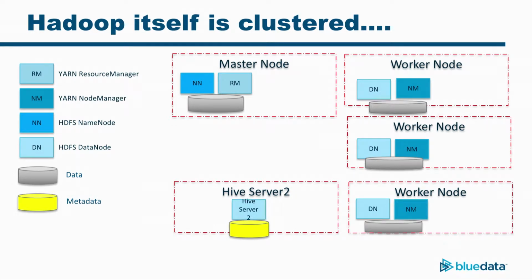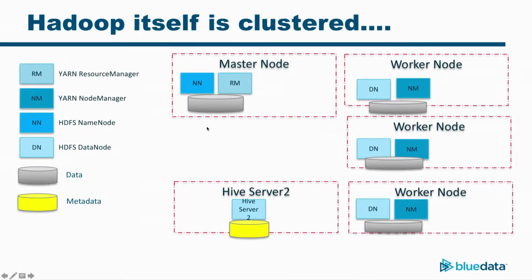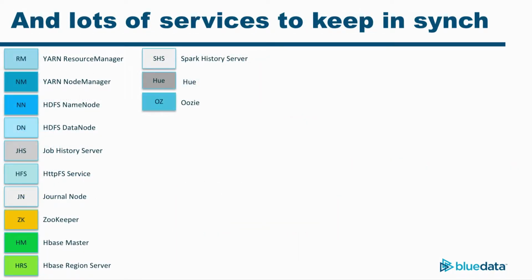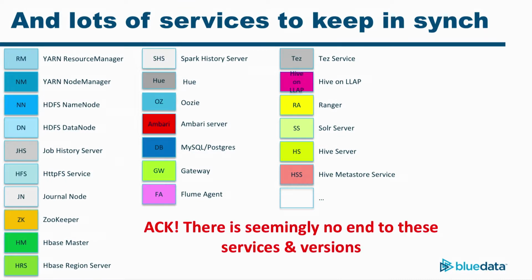And not to belabor the point, but Hadoop itself is a clustered product. If I talked about Kubernetes being a clustered product, Hadoop itself has clustering. It's got a high availability scheme. There are a lot of different services here. I'm trying to emphasize that Hadoop is complex, and there are a lot of services to keep in sync: your YARN services, your HDFS services, then your management services like Ambari, your MySQLs, and so on. And then new stuff keeps getting added.